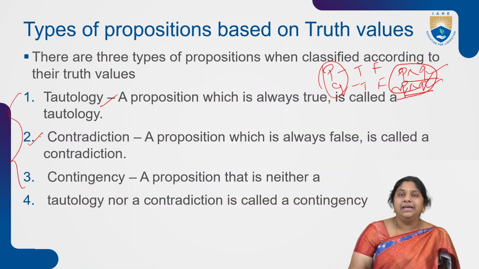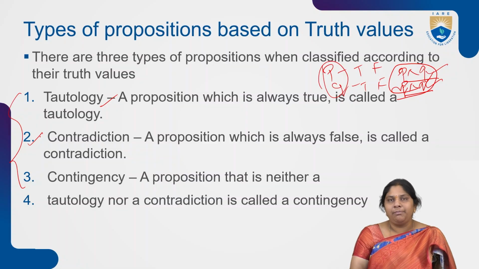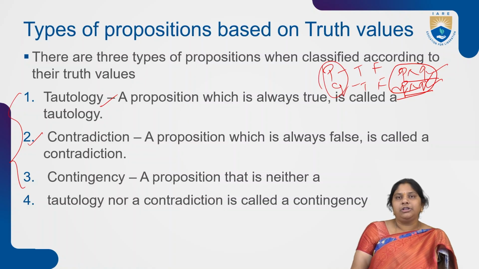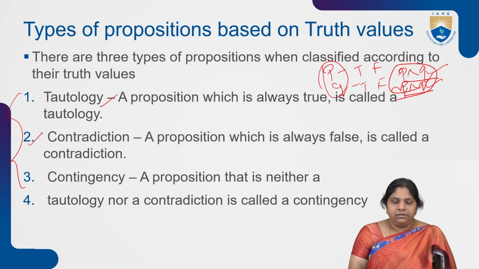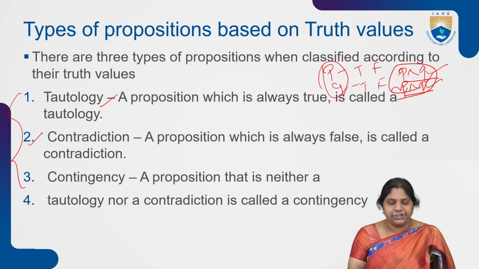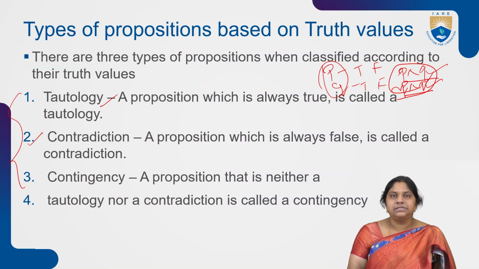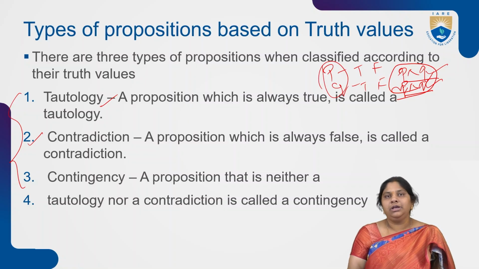And contradiction. In any condition, your compound statement draws the value as false. That type of truth table or proposition compound statement will be called a contradiction. Next, contingency. A proposition that is neither a tautology nor a contradiction.